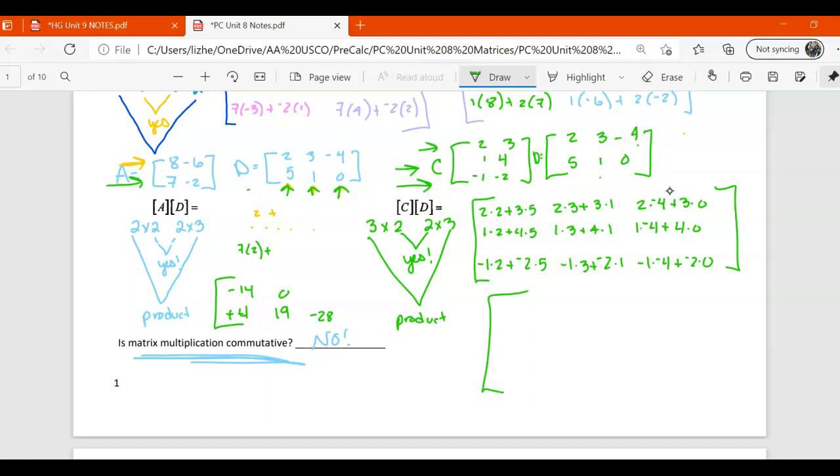All right, so I have 4 plus 15 makes 19. 6 plus 3 makes 9. Negative 8 plus 0 makes negative 8. 2 plus 20 makes 22. 3 plus 4 makes 7. Negative 4 plus 0 makes negative 4. Negative 2 and negative 10 make negative 12. Negative 3 and negative 2 make negative 5. And then finally, positive 4. And there you go. And there you have matrix multiplication.